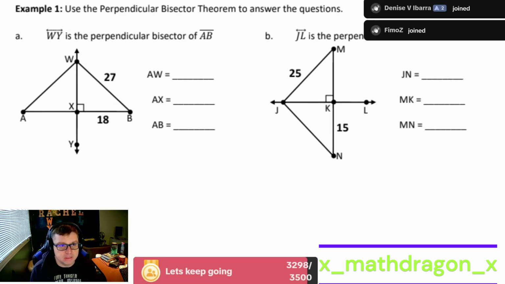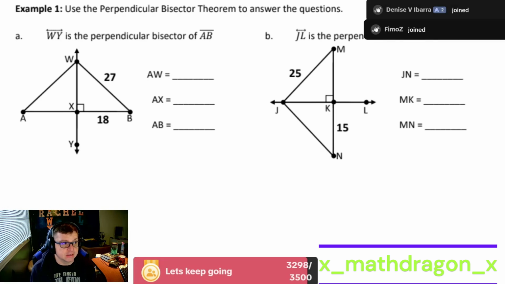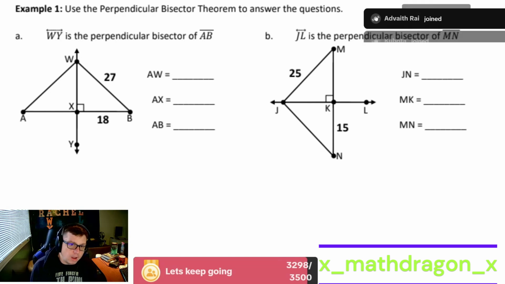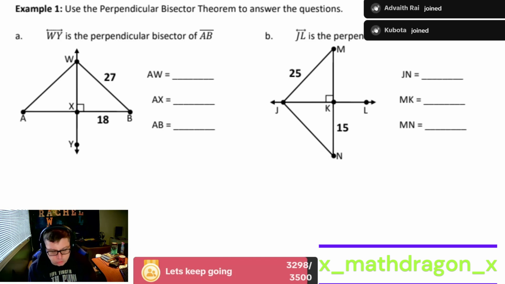So they're talking about segment AB. AB is limited in its distance. It is start and stop. It starts at A, finishes at B. And then the line WY comes through it and cuts it into two equal pieces and forms that 90-degree angle. So with that information, it's asking us, what is AW?